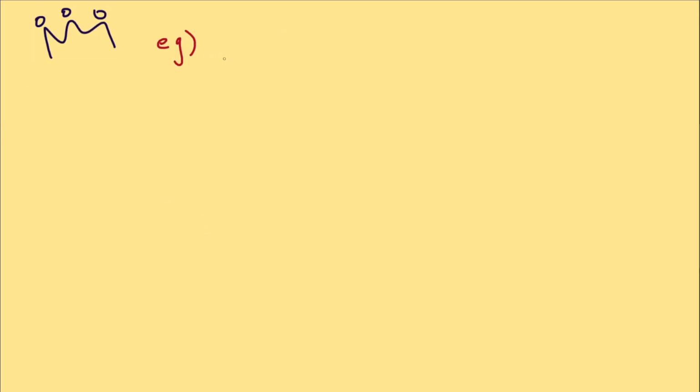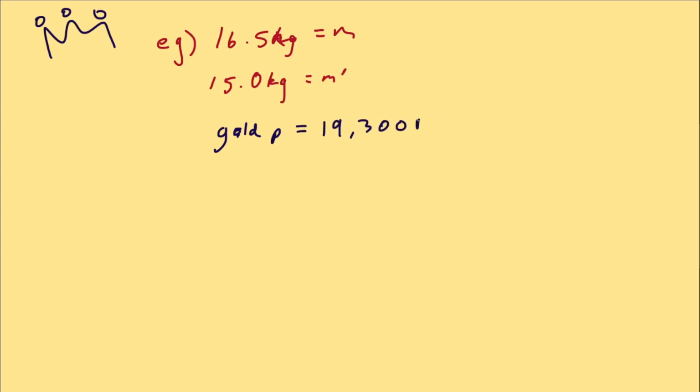When the crown is in the air, the mass is 16.5 kilos. When the crown is underwater, the crown weighs, apparently, 15 kilos. Is it really gold? The way we're going to find out if it's actually gold is that gold has a very specific density of 19,300 kilograms per cubic meter. And if our crown matches this density, then it's gold. Anything less, it's a fake.